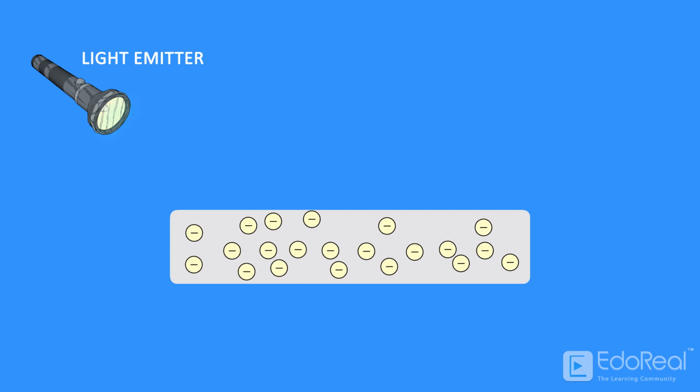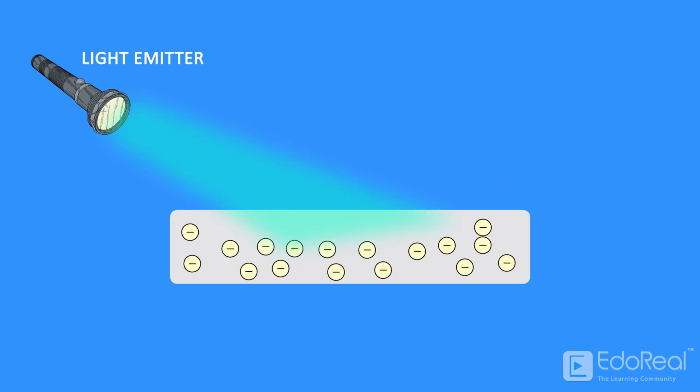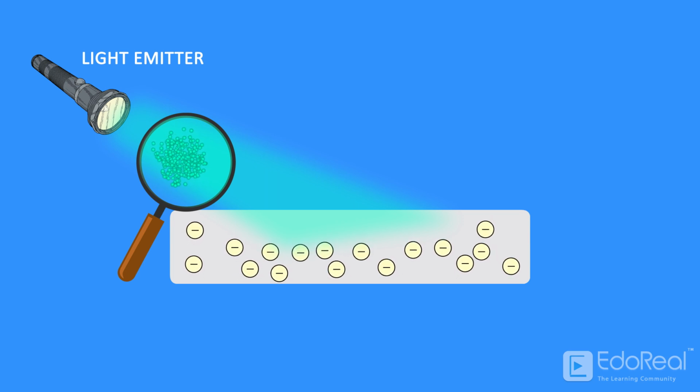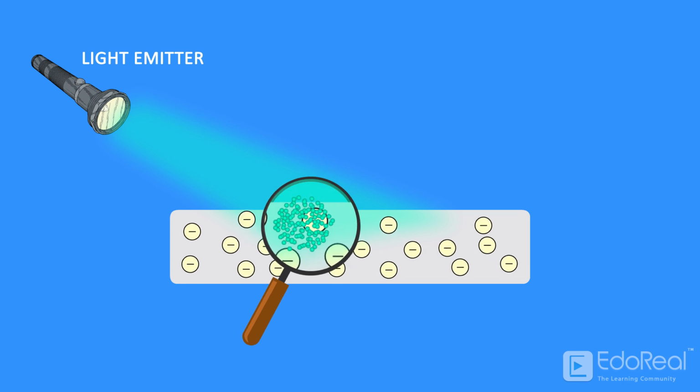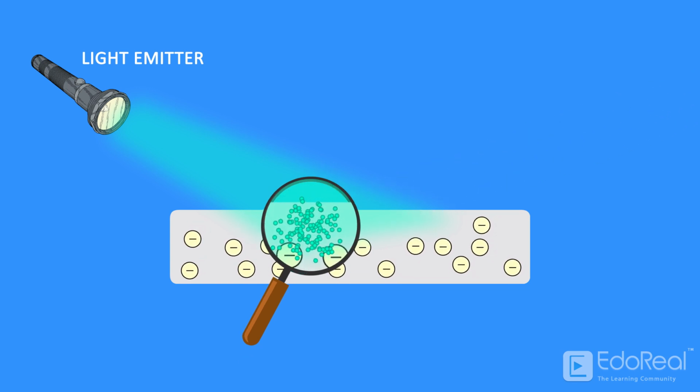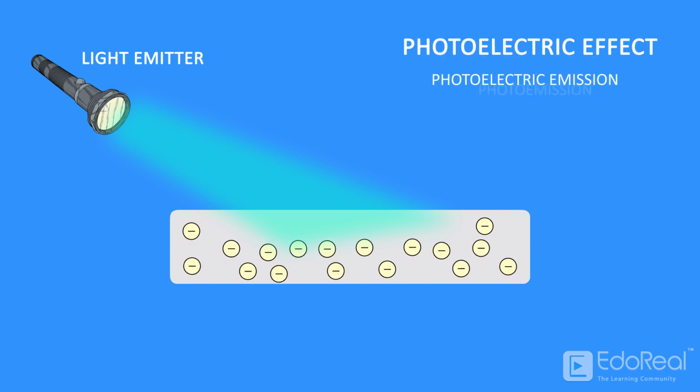Light can be used to push electrons and eject them from the surface of a solid. That is, each particle of light, called a photon, collides with an electron and uses some of its energy to eject the electron. This process is called the photoelectric effect, or photoelectric emission, or photoemission.